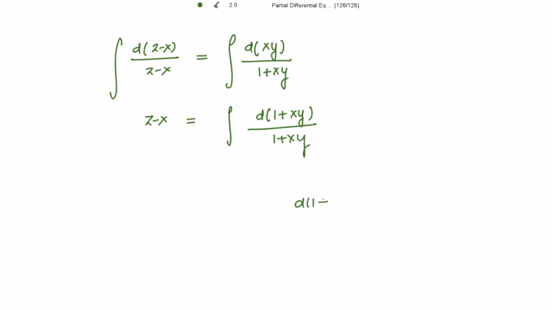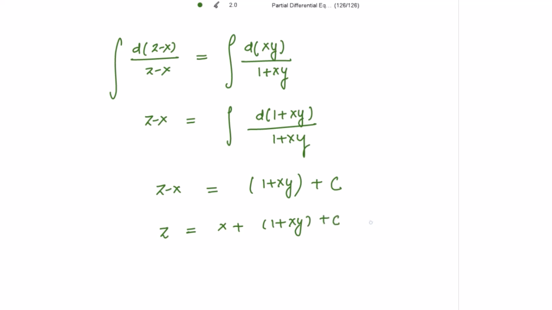Please look at over here. What is the derivative of 1 plus xy? It is the derivative of 1, which is 0, plus the derivative of the product. So I can write this d(xy) to be equal to d of 1 plus xy. So we have ln of 1 plus xy and the constant, and here ln of z minus x. So we have the solution z equal to x plus 1 plus xy plus the constant as the required solution, which is the one parameter family of common solutions of the compatible equations f equal to 0 and g equal to 0. Okay, thank you. Stay blessed.